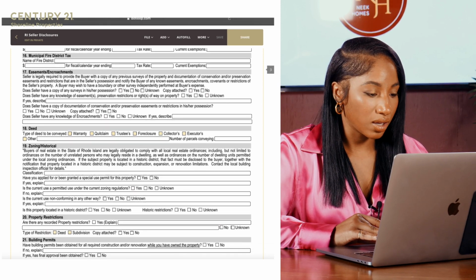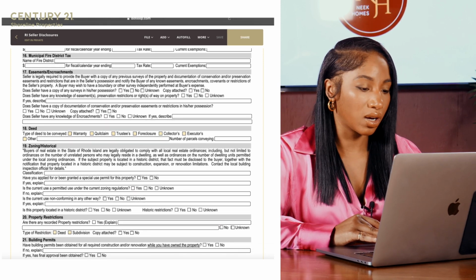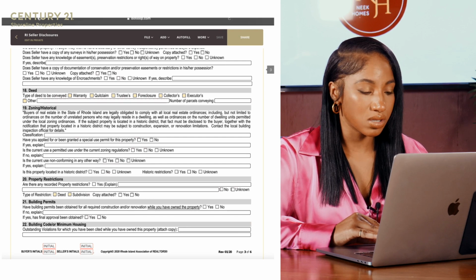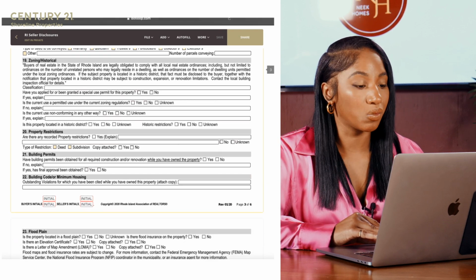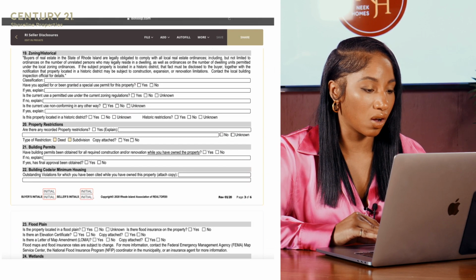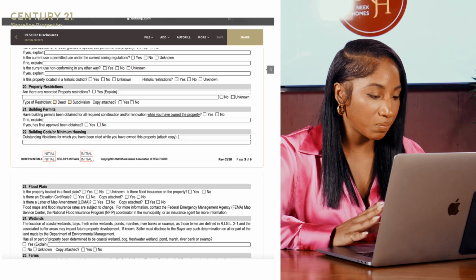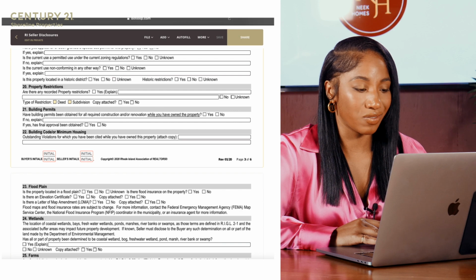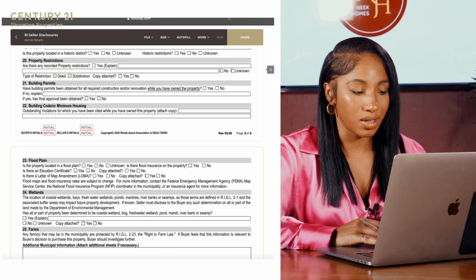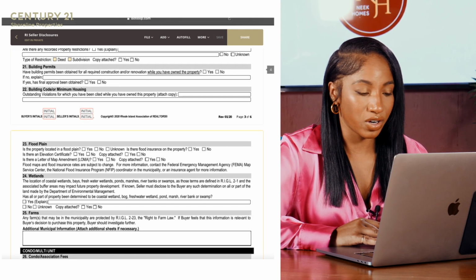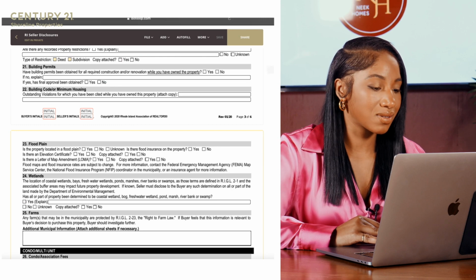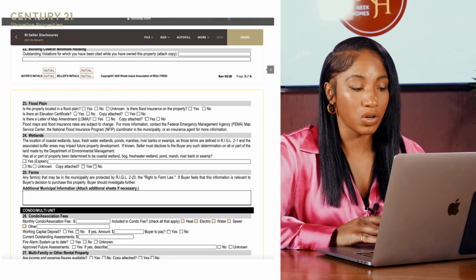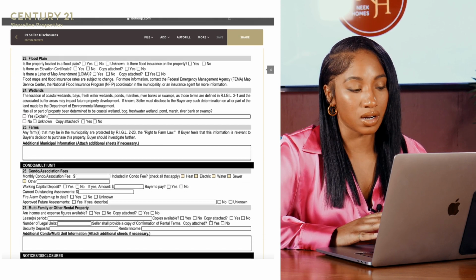The zoning, are there any classifications with zoning on your property? Property restrictions, building permits. Have you pulled a permit since you had the house, yes or no? Building code, floodplains, are you in a flood zone? What is the elevation certificate if you are? Are there any wetlands? Is there any fresh water around? Farms.